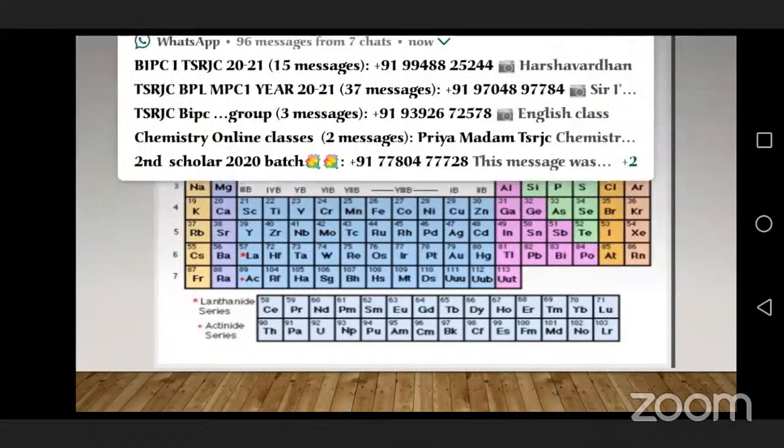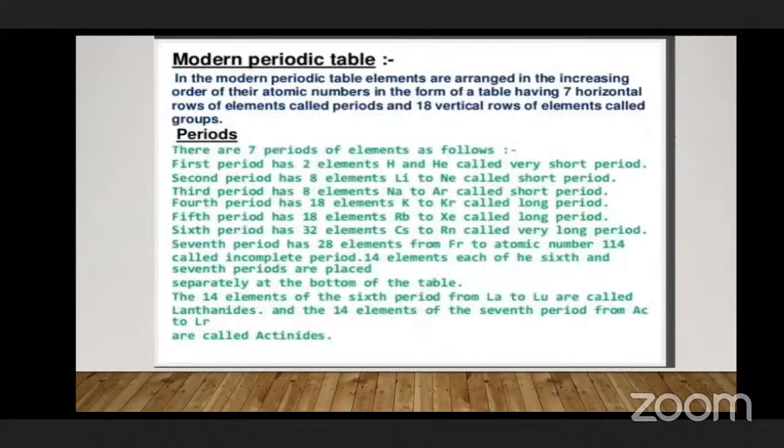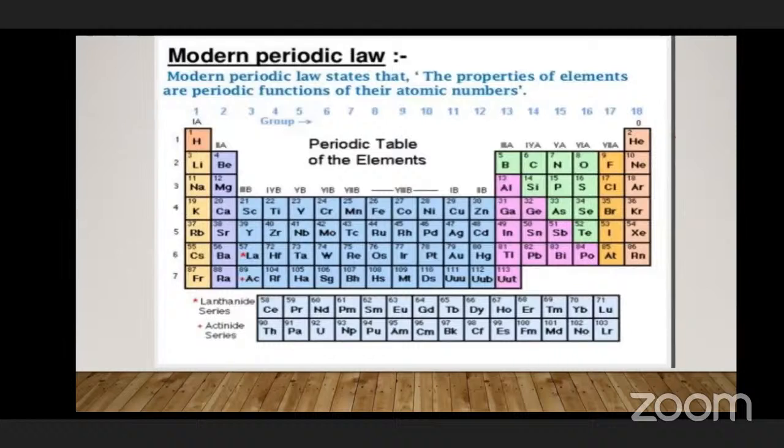That means 57 up to 71. After that, 72, 73, 74, and up to 86. So from 55 to 86 are considered as the sixth period elements itself. After that, the seventh period has 28 elements from francium to atomic number 114 itself. Once you observe the seventh period, 87 to 113 are here in this table.